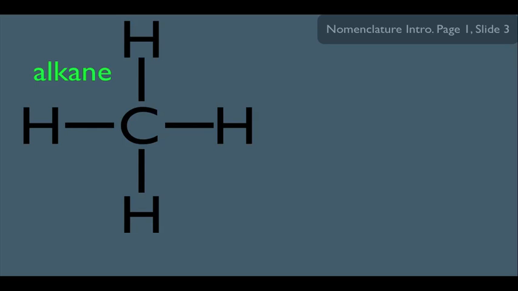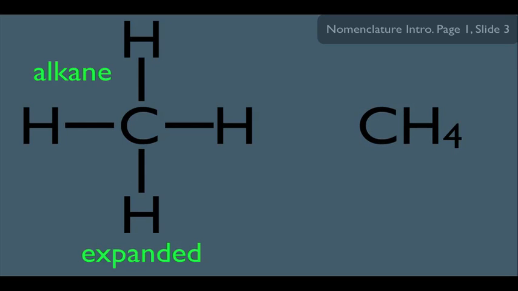This is one way to represent an alkane, and this is called the Kekulé structure, or sometimes we call it the expanded version of the molecule. Another way to represent this alkane would be this way, the condensed way. Notice simply we're collapsing the hydrogen bonds down and representing the molecule as CH4.